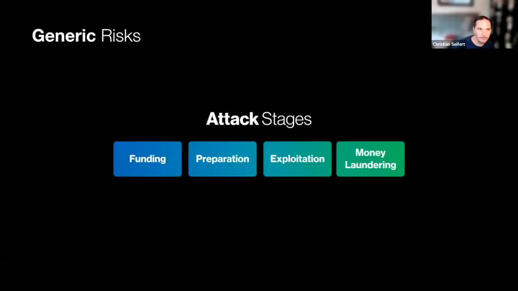Next slide, because I think there are protocol-specific risks, but then there are also generic risks that are really trying to capture common attack behaviors. What we've done over the last few months is analyze many attacks that occurred in Web3. And what we identified is that an attack usually goes through four stages: funding, preparation, exploration and exploitation, and money laundering.